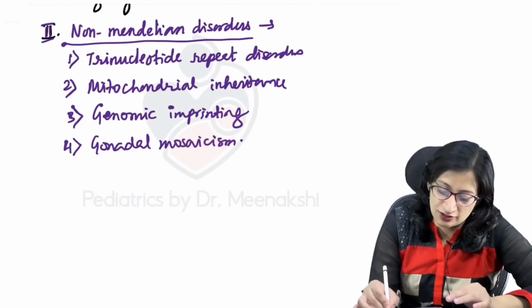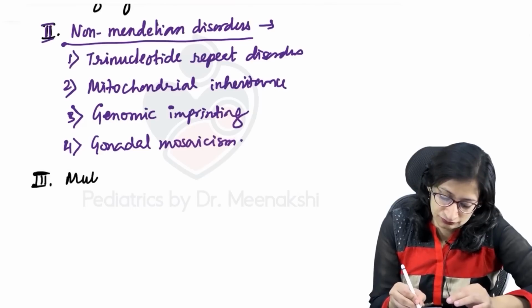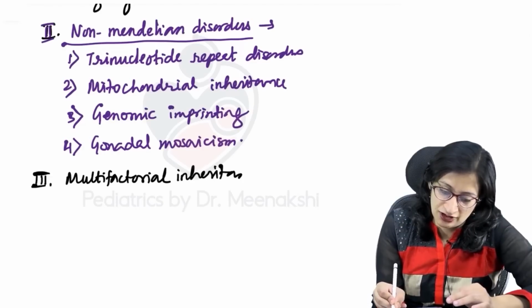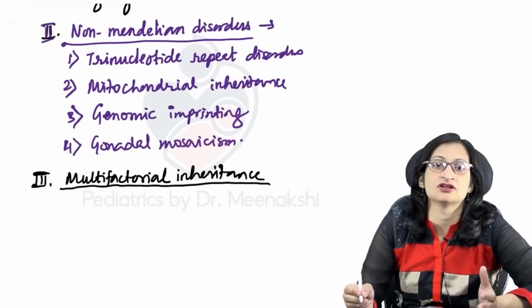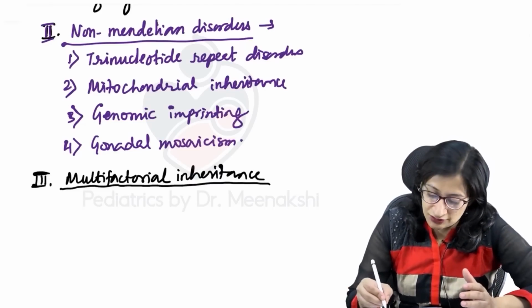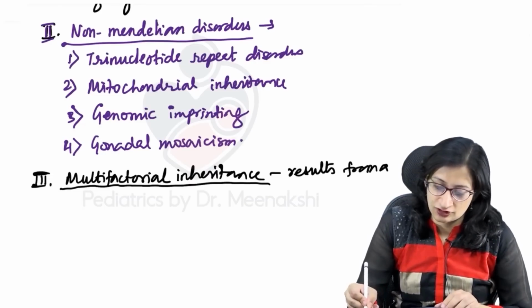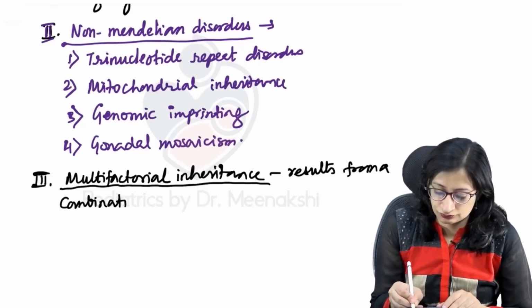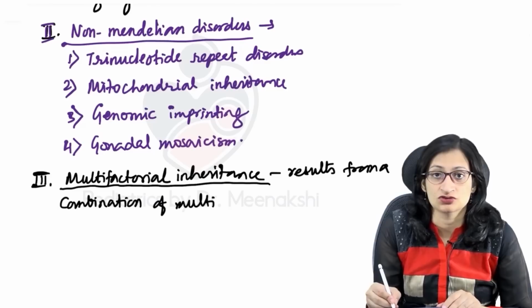Here's the explanation. So some disorders have multifactorial inheritance, where it results from the combination of multiple genetic and environmental factors.